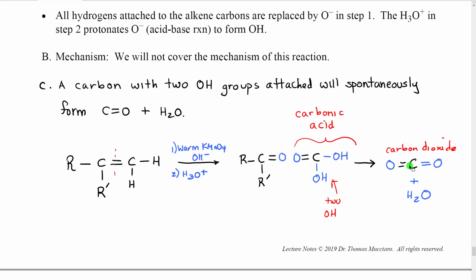I bring this up because in our textbook problems, they do ask some questions about predicting the products, and in cases where there are two hydrogens on our reactant, they do write carbon dioxide instead of the carbonic acid, assuming that we all know that the carbonic acid would spontaneously decompose and form the carbon dioxide. So just keep an eye out for that.